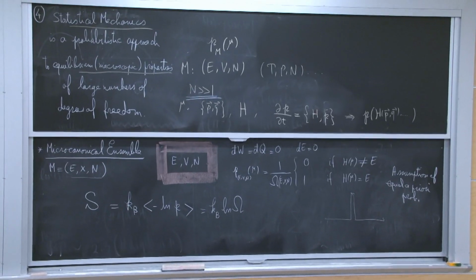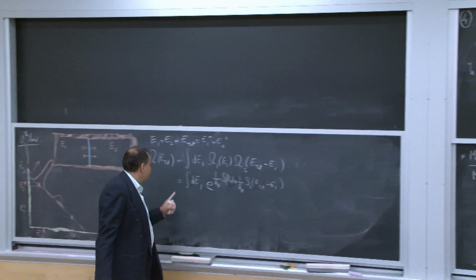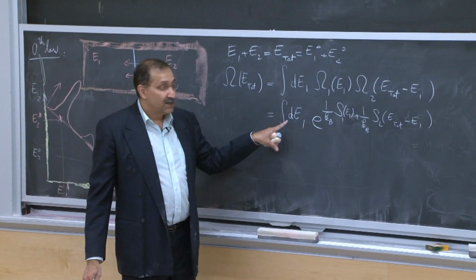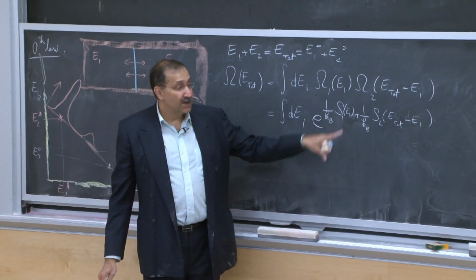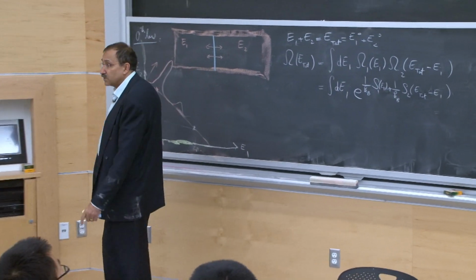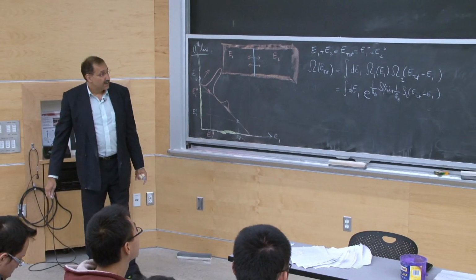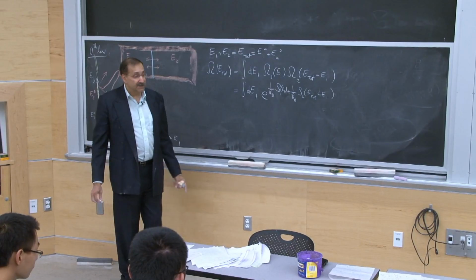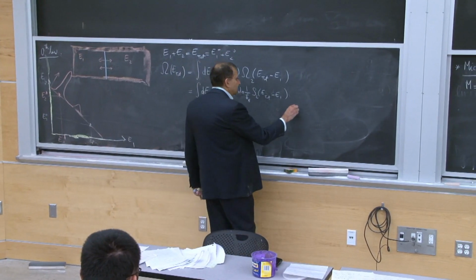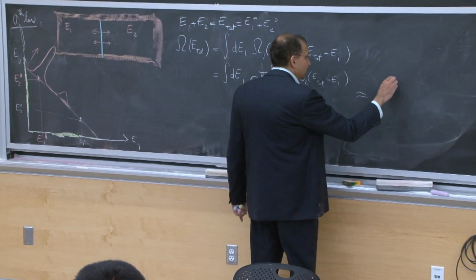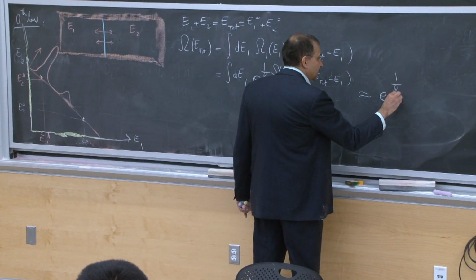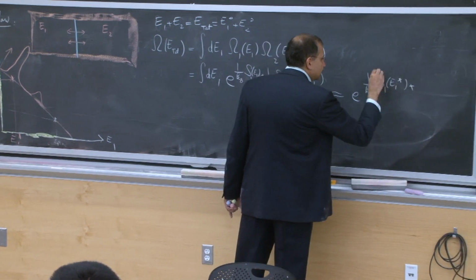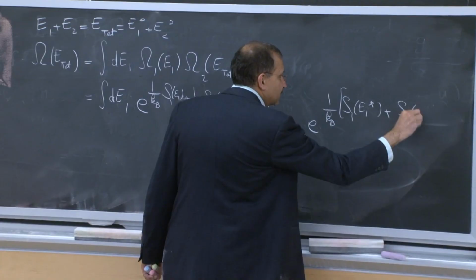So this is one of those examples where to calculate this omega of E total, I have to evaluate an integral where the quantities are exponentially large. And we saw that when that happens, I could replace this integral essentially with its largest value. So I would have e to the 1 over Kb times S1 of E1 star plus S2 of E2 star.